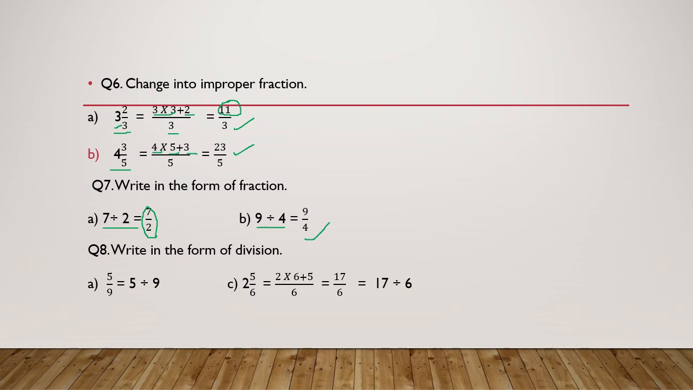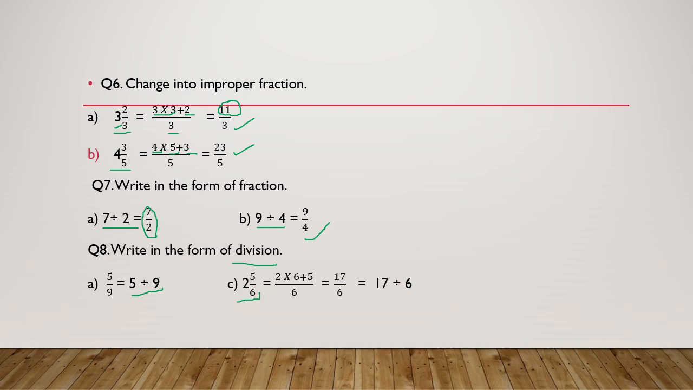Our next question is question number 8. Write in the form of division. First question is given to you 5 upon 9. So in the form of division we write it as 5 divided by 9. C part. C part is 2 whole 5 upon 6. So this fraction is given in the form of mixed fraction. So first of all we have to convert this mixed fraction into improper fraction. Then only we can write it in the form of division.